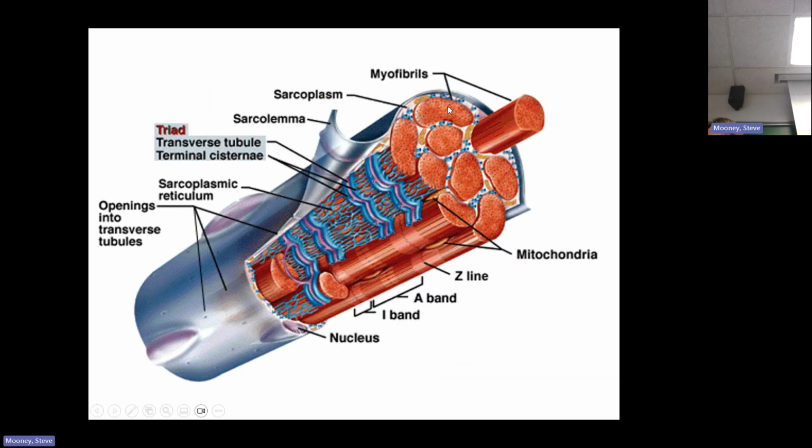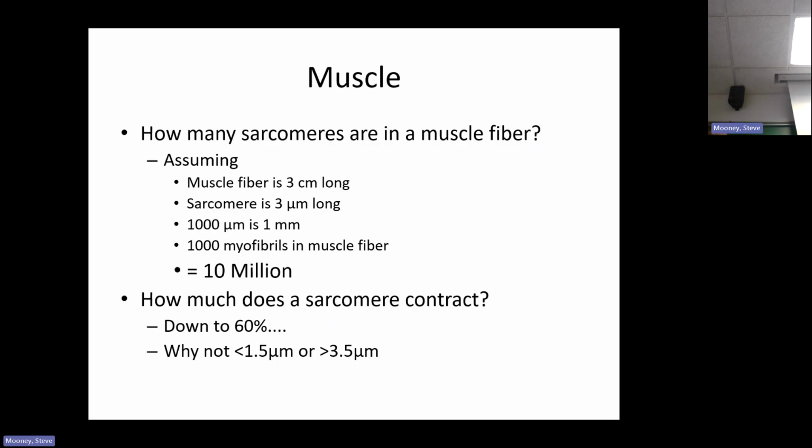So we have our myofibrils, our different sections here. Sarcomere starts here, goes to here. So we ended up talking about our sarcomeres. Why can they only contract down to 60% of where they were when they were in the relaxed state? They run into things. The thin filaments run into each other. The thick filaments run into the Z disc. That's as far as they can go.